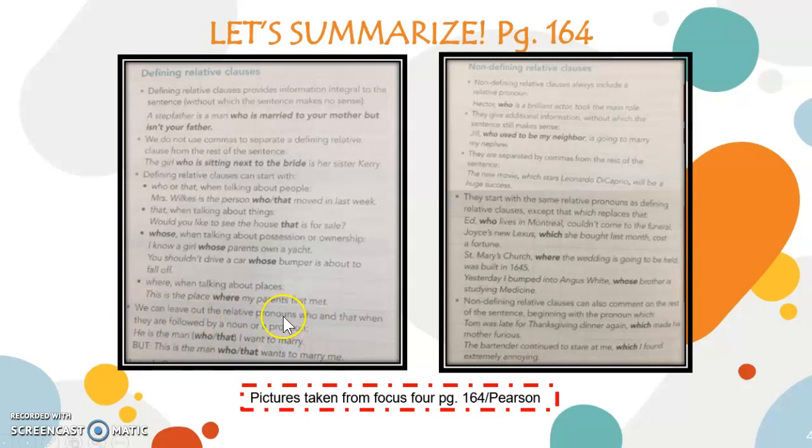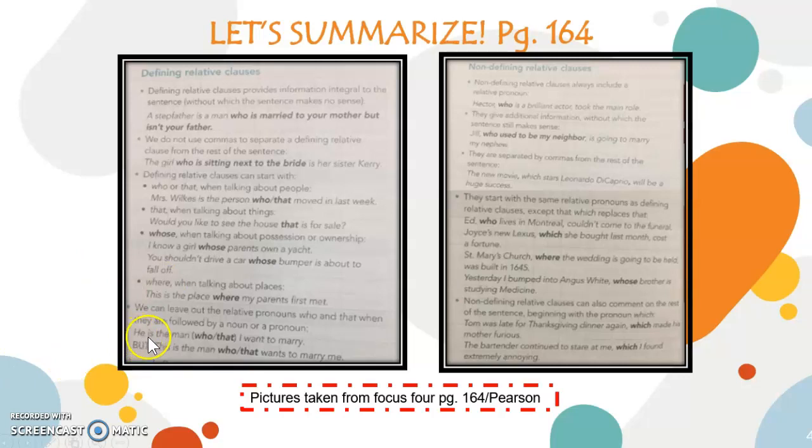We can leave out the relative pronoun. It means that you can omit the relative pronouns who and that, just who and that, circle them, when they are followed by a noun or a pronoun. What is a pronoun? A person. What is a noun? Any word that can be combined with an article. We have talked about it, no? The classroom, the teacher, the students, all of them are nouns. So let's see the example.